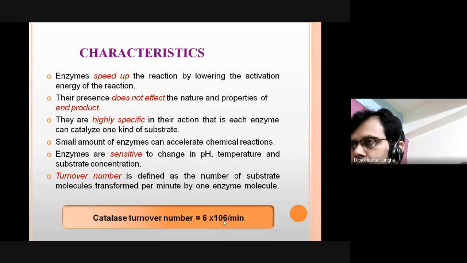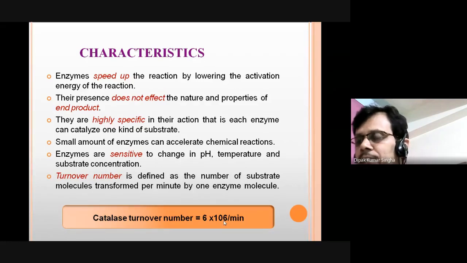For example, suppose you take starch, and amylase is the enzyme which acts on the starch. The end product is glucose. So there is no effect on the nature and property of the product. Enzymes are also highly specific in their action, that is, each enzyme can catalyze one kind of substrate. If not, they could bind with or catalyze any type of substance, and I think this is not acceptable.